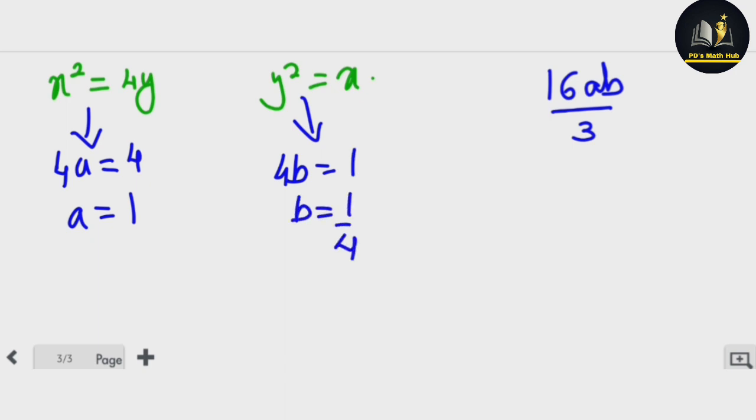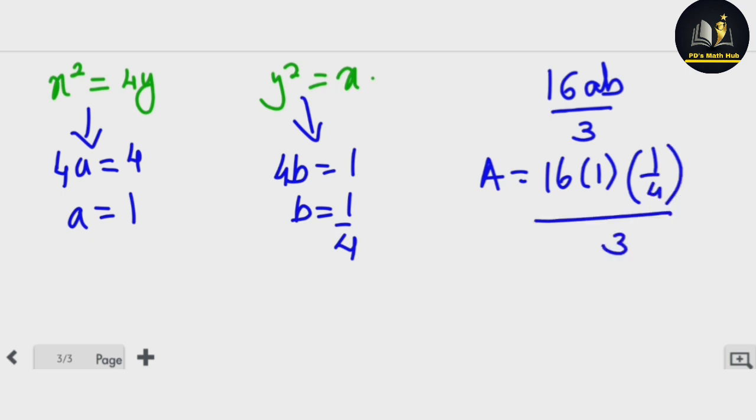So what will be the area? Area is equal to 16, the value of a is 1, the value of b is 1 by 4, divided by 3. So 4 ones are 4, 4 fours are 16. Therefore the area is 4 by 3 square units.